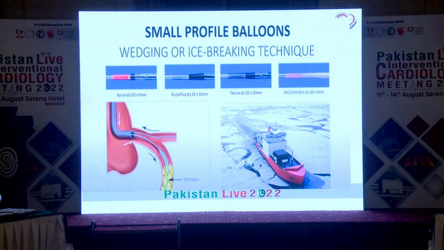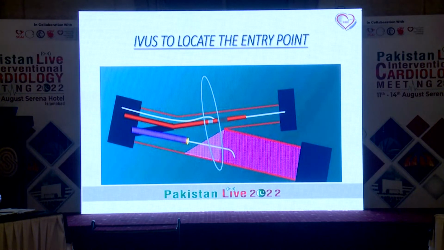So the small profile balloons, the basic theory is that they are used for wedging or ice breaking so that the passage of bigger balloons is made possible. So IVUS can also not only be used to optimize your results, but also for entry into the ambiguous proximal cap.